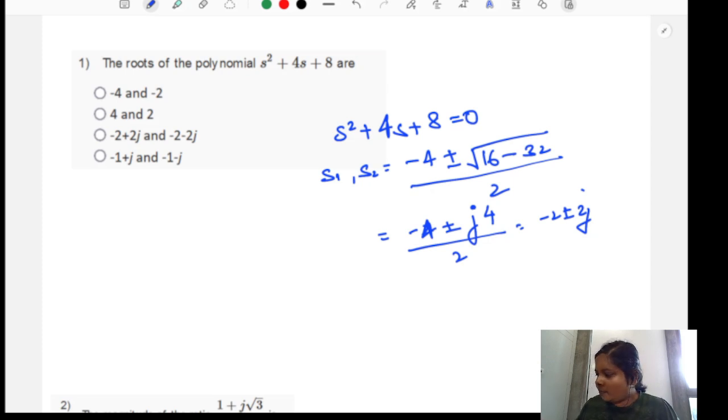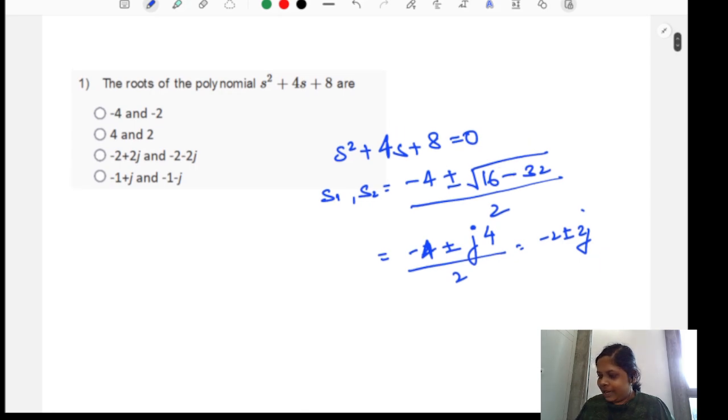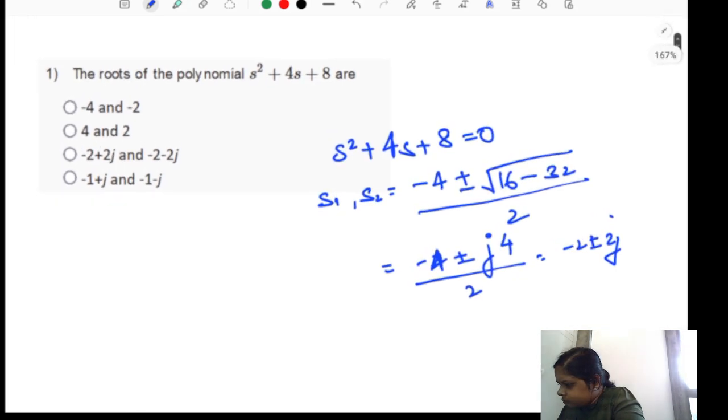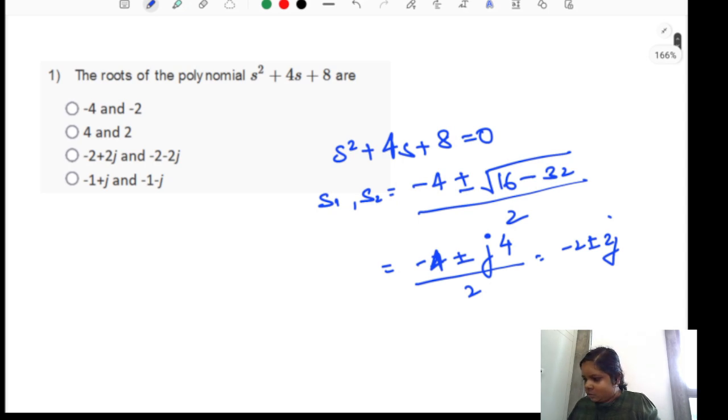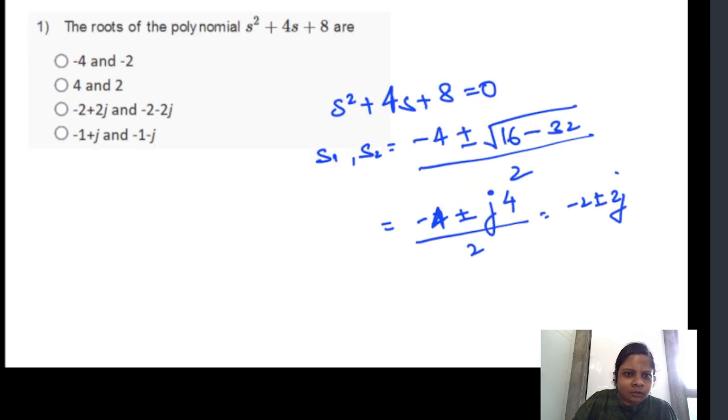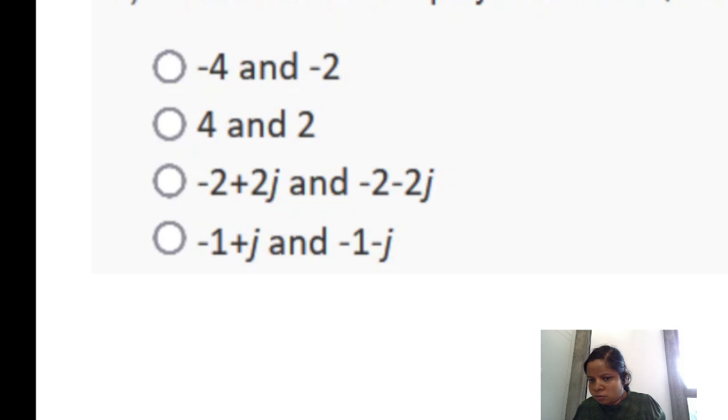Madam, please enlarge the screen, madam. Is it visible now? No, madam. Still not. Just a second. Is it okay? Okay, madam.